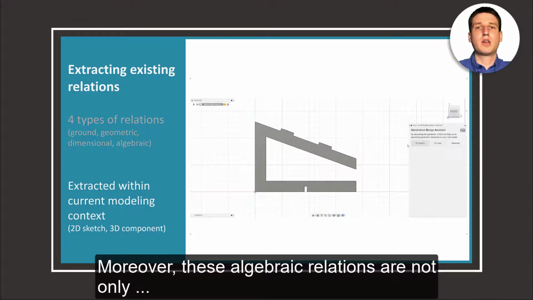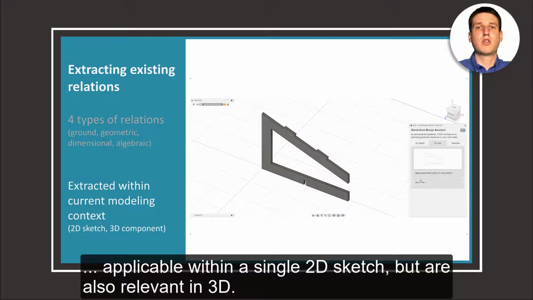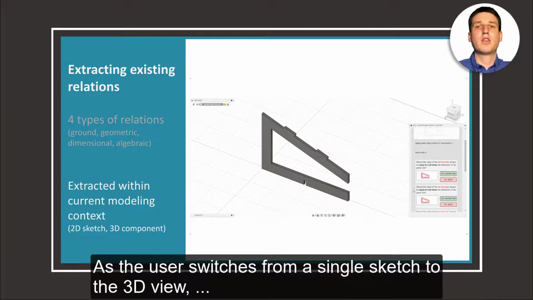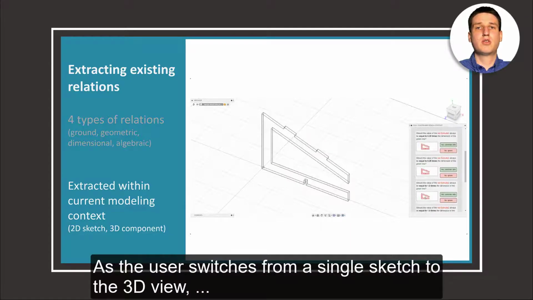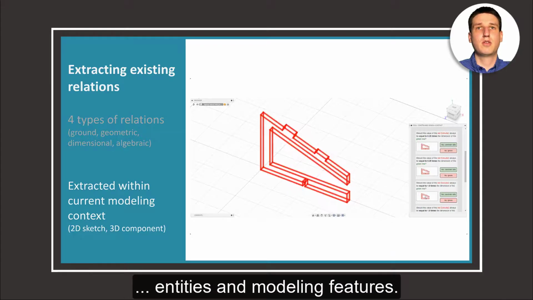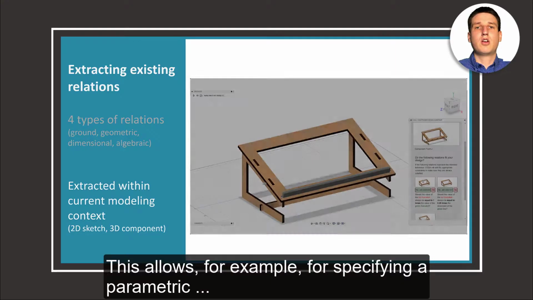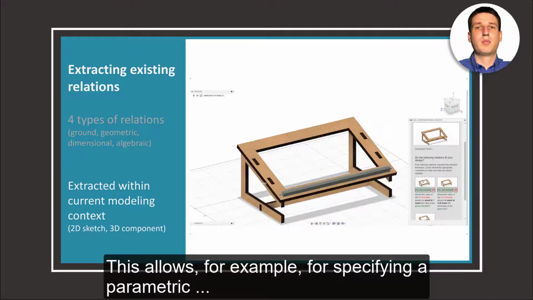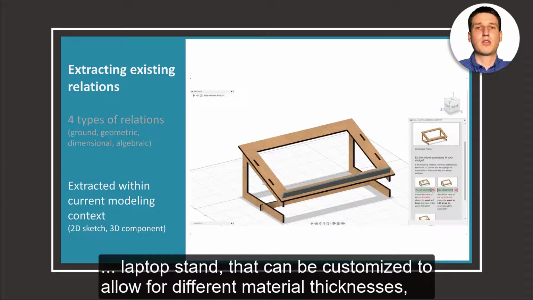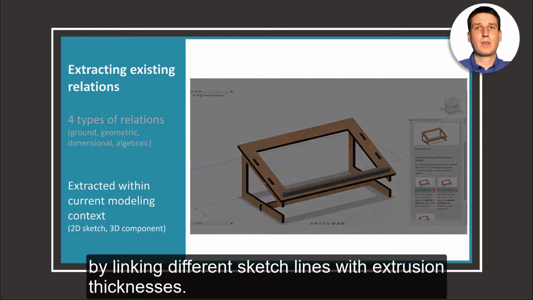Moreover, these algebraic relations are not only applicable within a single 2D sketch, but are also relevant in 3D. As the user switches from a single sketch to the 3D view, CODA extracts relations across sketches and between sketch entities and modeling features. This allows, for example, for specifying a parametric laptop stand that can be customized to allow for different material thicknesses by linking different sketch lines with extrusion thicknesses.